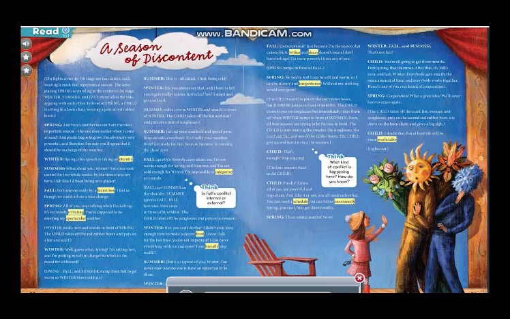Page 50. Read. A season of discontent. The lights come up. On stage are 4 actors, each wearing a mask that represents a season. The actor playing Spring is standing at the center of the stage. Winter, summer, and fall stand off to the side, arguing with each other. In front of Spring, a child is sitting in a lawn chair, wearing a pair of red rubber boots.